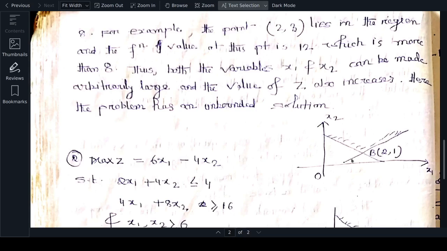You see this problem. This is the problem of unbounded solution. And the next problem I have given. You will see this one. So next class I shall discuss.